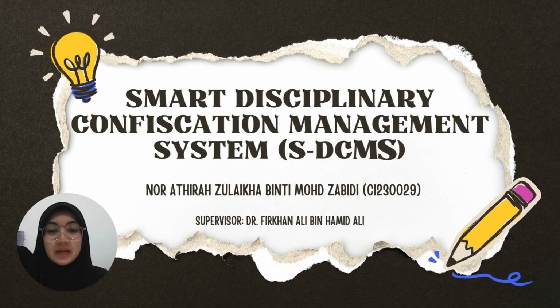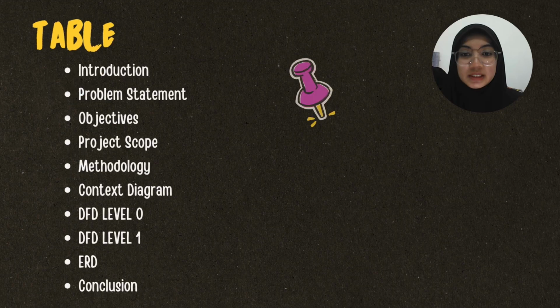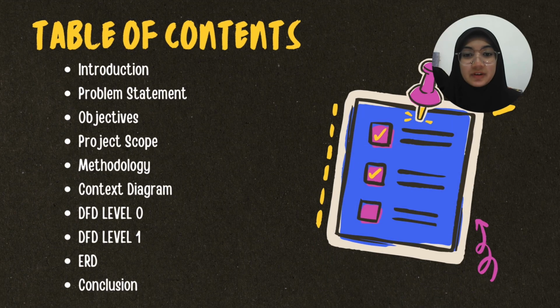This is my system. I want to explain about the Smart Disciplinary Confiscation Management System, S-DCMS. My supervisor is Dr. Firhan Ali bin Hamid Ali. This is my table of contents. I have introduction, problem statement, objective, project scope, methodology, context diagram, DFD level 0, DFD level 1, ERD, and conclusion.